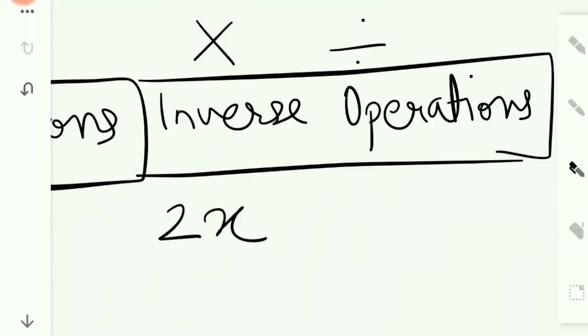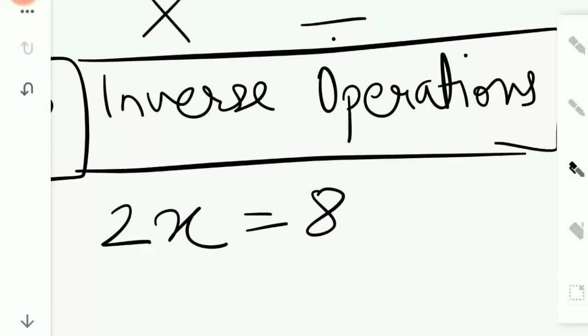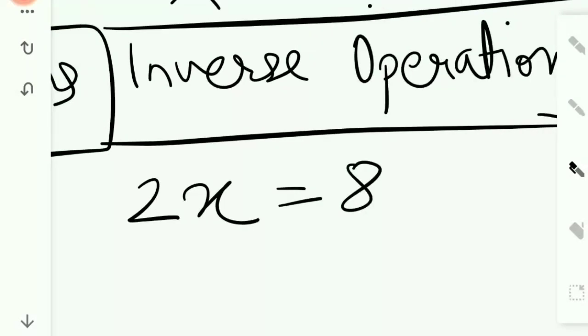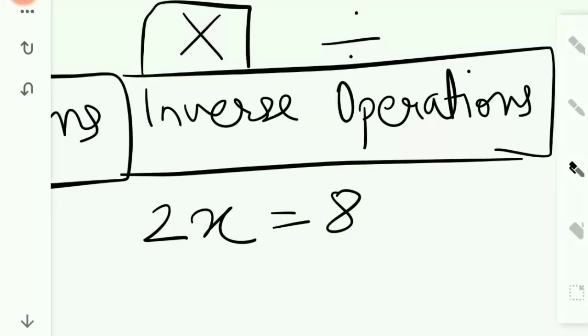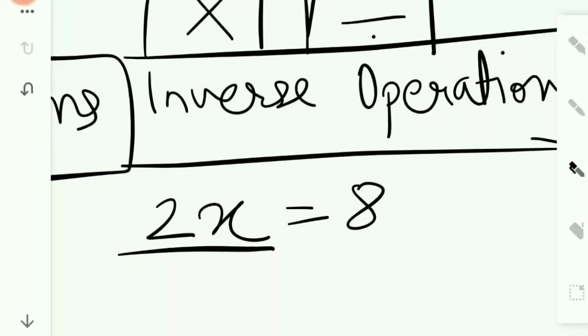Okay, 2x equal to 8 we have. So to get the value of x, we'll have to remove this 2 from here. But to remove this multiplied 2, we'll have to undo or cancel this 2 out with something. Now multiplication and division are inverse operations for each other. Here multiplication is done by 2, so if I divide by 2, this 2 will cancel out.